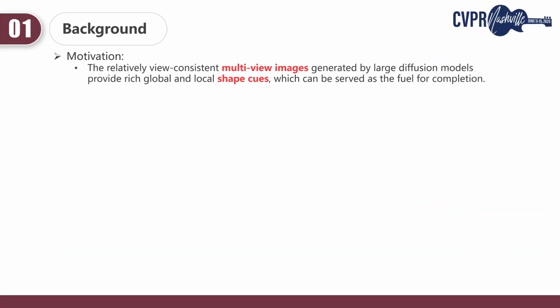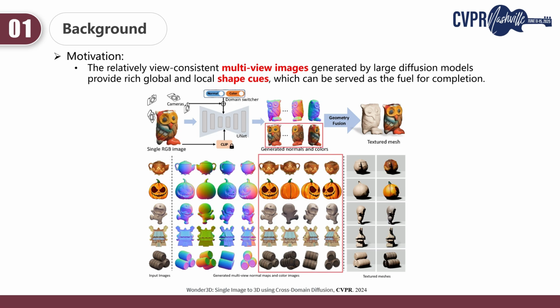Motivated by the success of diffusion-based image generation, we observe that the relatively view-consistent multi-view images generated by large diffusion models provide rich global and local shape cues, which are particularly advantageous for shape completion. Here, we present the multi-view images generated by Zero-1-to-3.